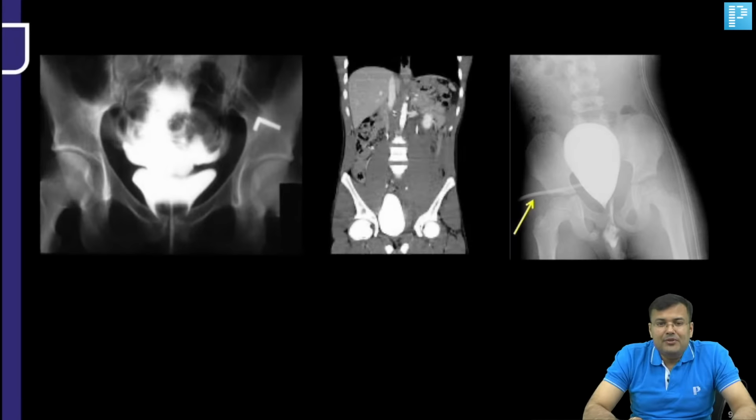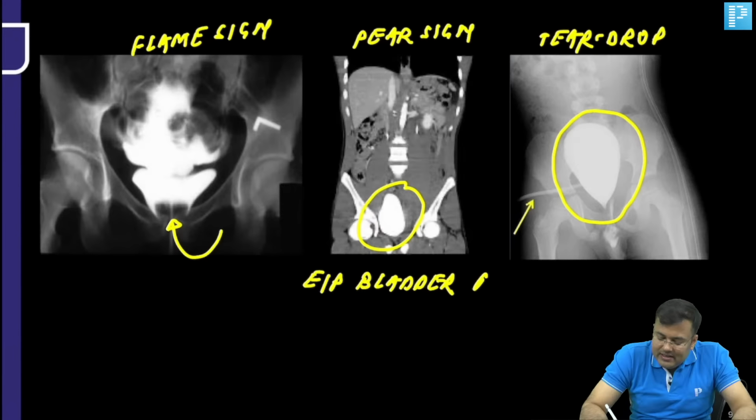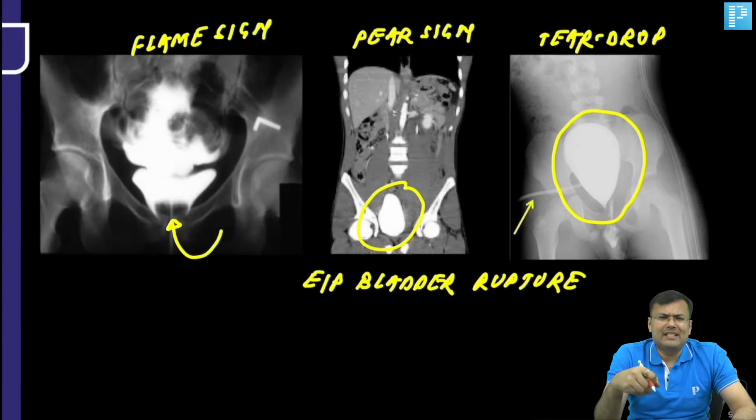All these are seen in which bladder rupture? Tell me, intraperitoneal or extraperitoneal? Extraperitoneal bladder rupture. And if it is extraperitoneal bladder rupture, you know that the bladder is in the pelvis. If the bladder is in the pelvis, which fracture is responsible for bladder rupture? Pelvic fracture. And all of you know the most common cause of pelvic fracture: road traffic accident. So it is extraperitoneal bladder rupture caused by pelvic fracture: flame sign, pear sign, teardrop bladder. Clear? Now see the next one.